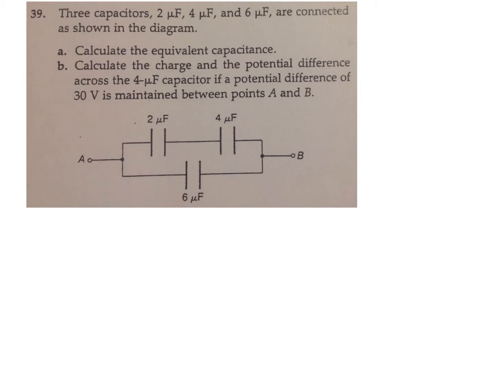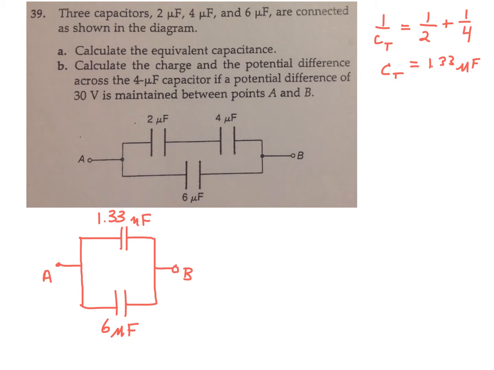So we'll combine them by the rule 1 over C equivalent equals 1 over 2 microfarads plus 1 over 4 microfarads, and if you do the math, that comes out to be 1.33. The combined capacitance is 1.33 microfarads. So you need to draw that diagram. Here it is. I've replaced the 2 and the 4 microfarad capacitors with their equivalent capacitance, 1.33 microfarads.